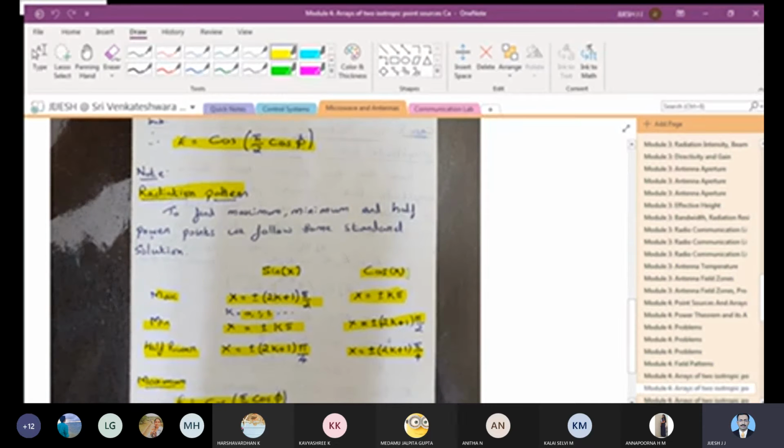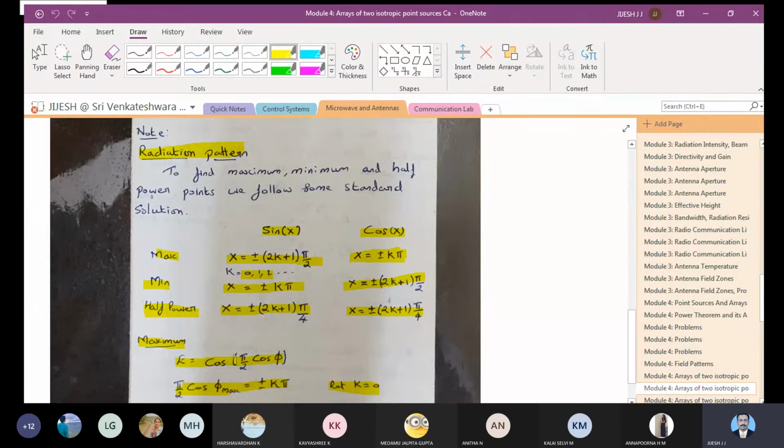So this is some of the things which you have to understand in this table. This will be helpful for you to plot the graph for this equation E is equal to cos of pi by 2 cos phi. So when you do that, you have to use, if the function is in terms of cos, these equations for maximum, minimum and half power, and if it is in terms of sine, you should use these. So you can see that the equation is E is equal to cos of pi by 2 cos phi.